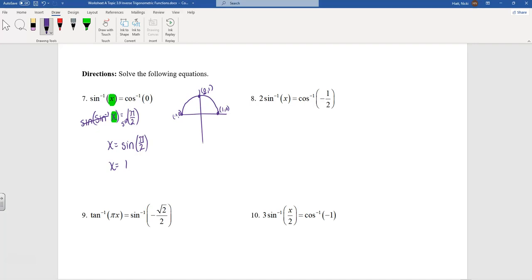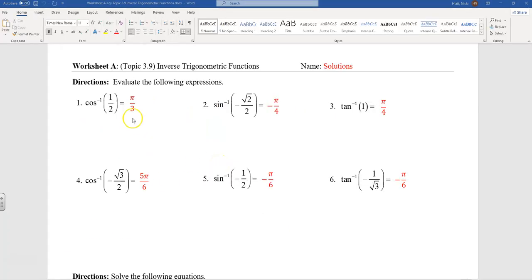So that's sort of what you're going to do on these problems. The part that has no variables, figure it out using the unit circle, and then to get rid of an inverse sine, you would use sine. To get rid of an inverse tangent, you would use tangent, and so forth. For 1, you should get pi over 3. 2 is negative pi over 4. 3 is pi over 4. 4 is 5 pi over 6. 5 is negative pi over 6. And 6 is negative pi over 6.